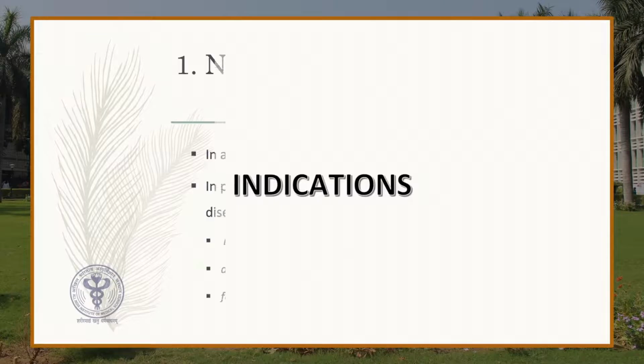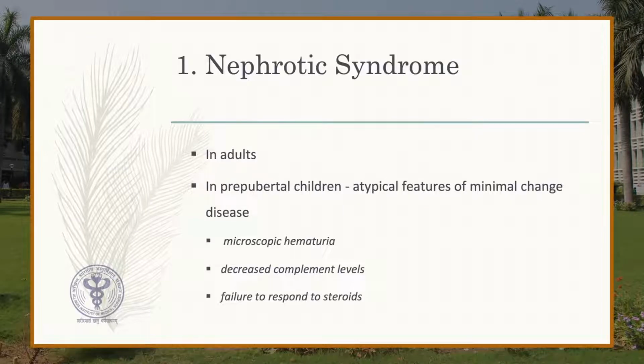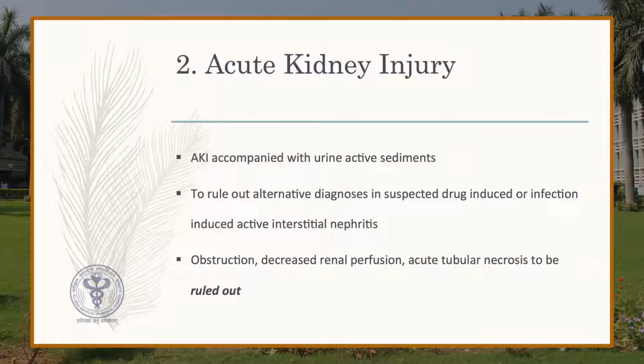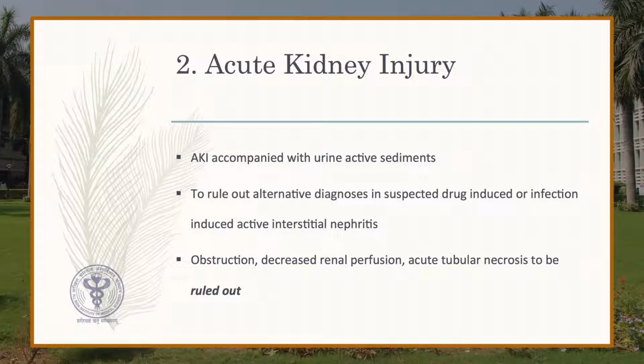Indications of renal biopsy. Nephrotic syndrome. Any nephrotic syndrome in adults, nephrotic syndrome in prepubertal children with atypical features of minimal change disease like microscopic hematuria, decreased complement levels, and failure to respond to steroids. Any acute kidney injury accompanied with urine active sediments, or to rule out any alternate diagnosis in suspected drug-induced or infection-induced active interstitial nephritis, a kidney biopsy might be done.